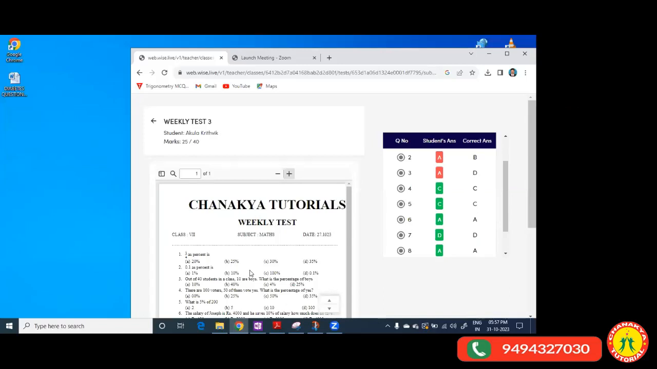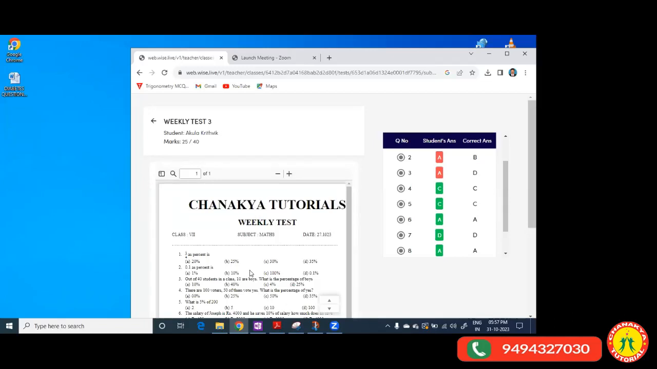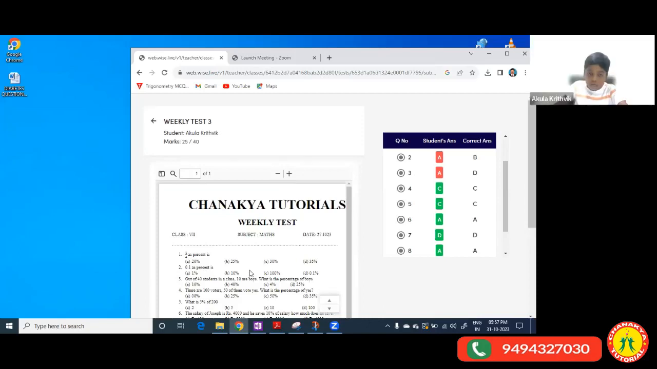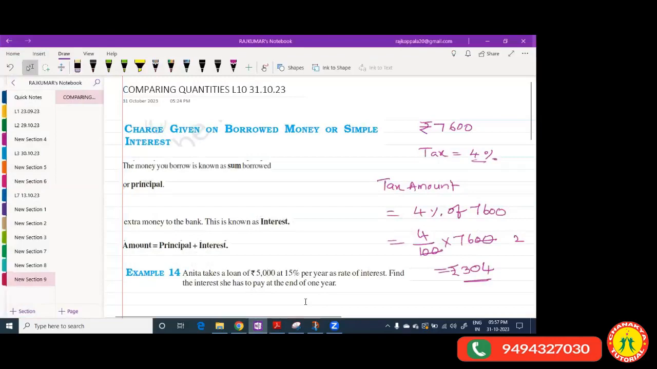And the third one also: out of 40 students in a class, 10 are boys. What is the percentage? Okay, your voice is breaking, Ritik. So this is also easy only, na? I will explain how. You don't know the answer?